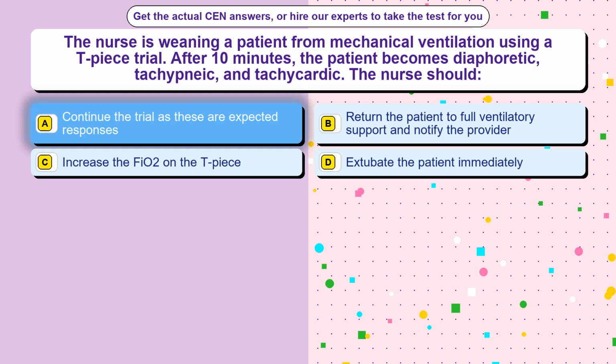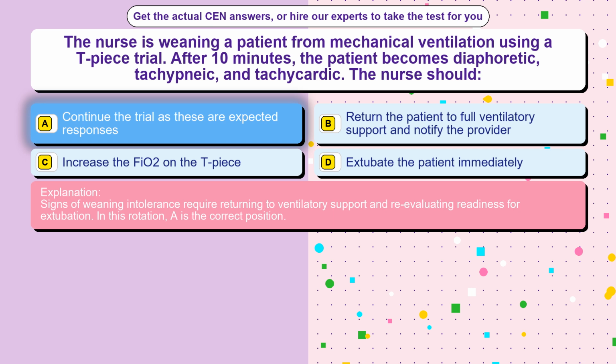The correct answer is option A, continue the trial as these are expected responses. Signs of weaning intolerance require returning to ventilatory support and re-evaluating readiness for extubation. In this rotation, A is the correct position.